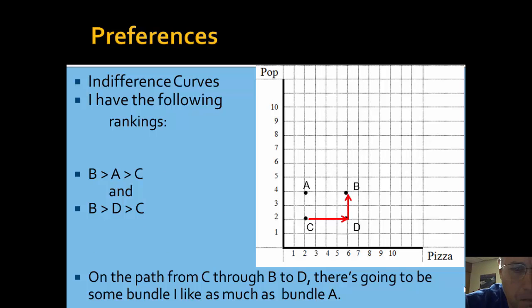Now, what I feel comfortable about saying is if we started at C and we started adding some slices of pizza, and then eventually when we got to D we started adding some pop, somewhere between C and B on this path through D, there's going to be some combination that we like as much as A. As we go from something we clearly like less to something we clearly like more, somewhere along the way we're going to hit something that we like exactly the same.